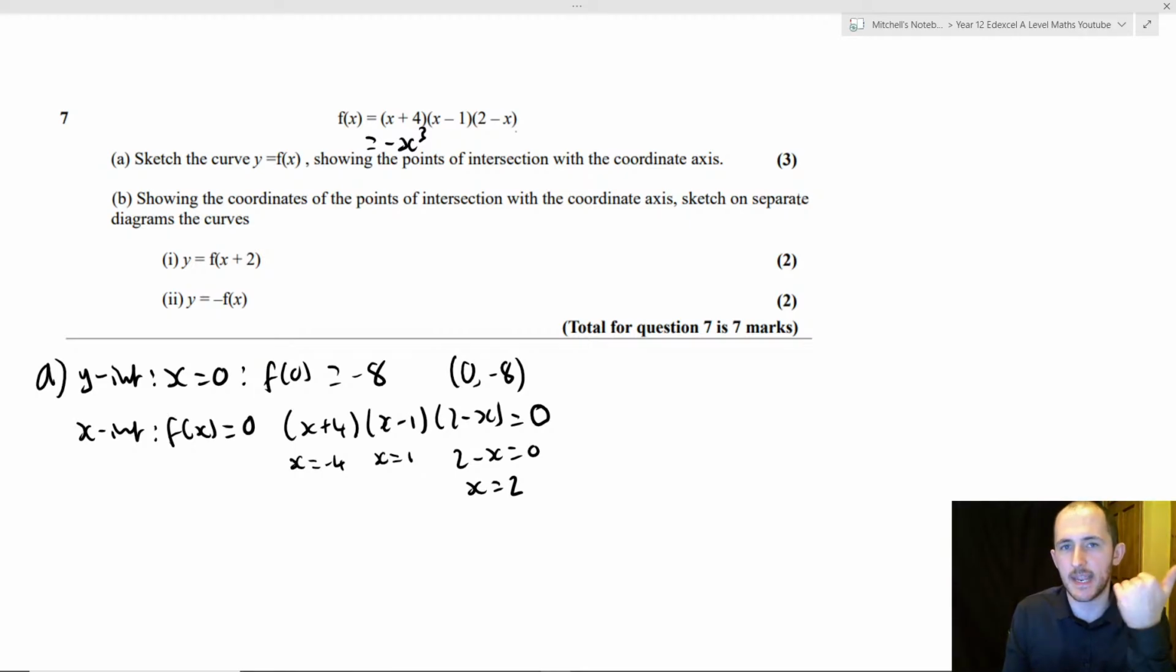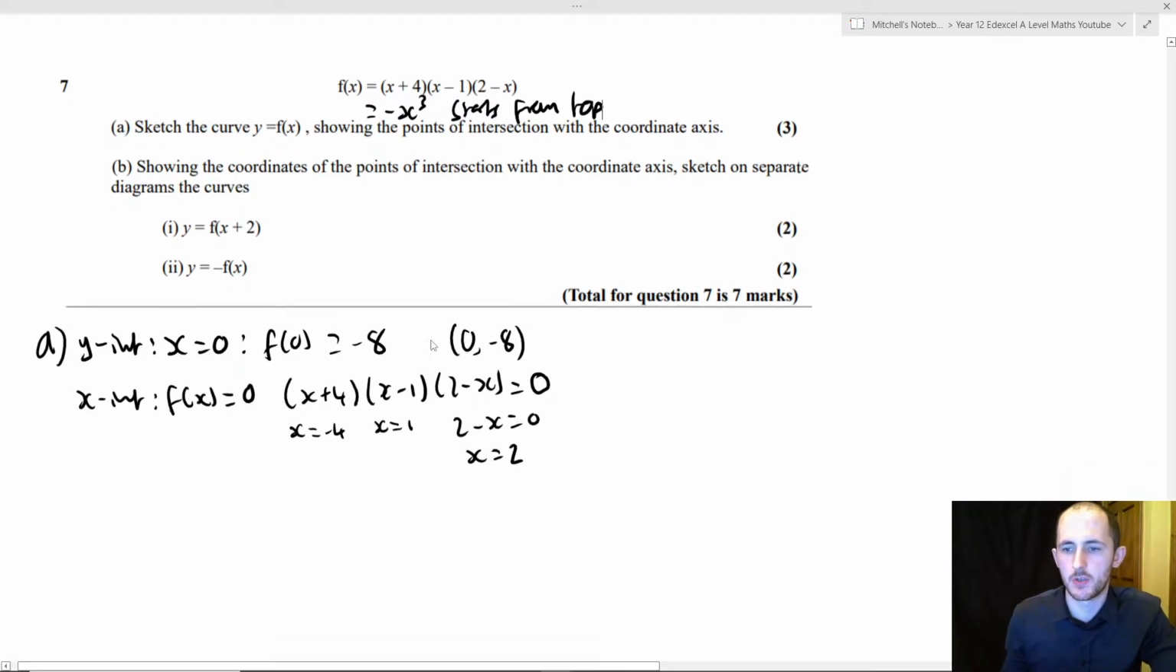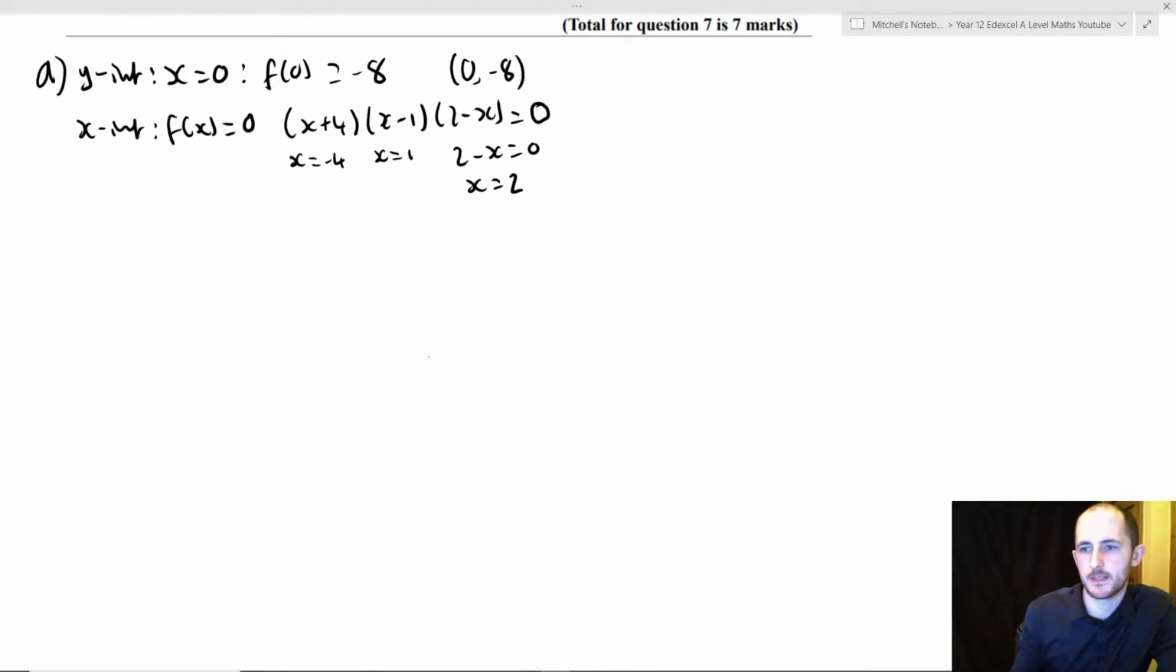Remember, when I say it's a negative cubic, I only care about the x cubed bit. Everything else can be negative or positive. It doesn't really affect if it starts from the top or bottom. But since this is negative x cubed, it starts from the top. Because again, if you expanded that. Cool. Let's keep going.